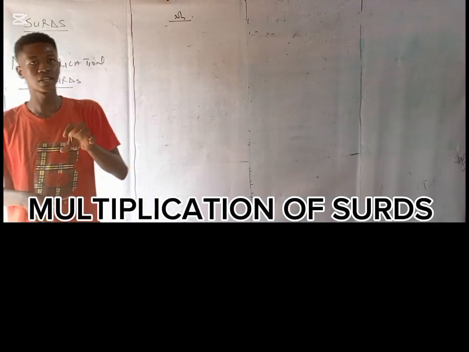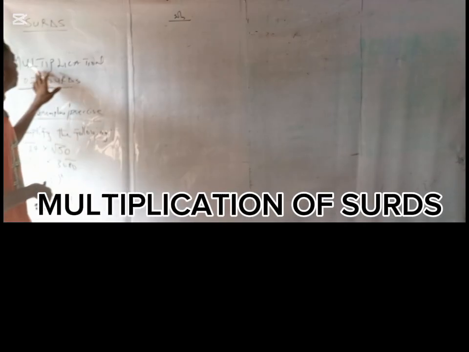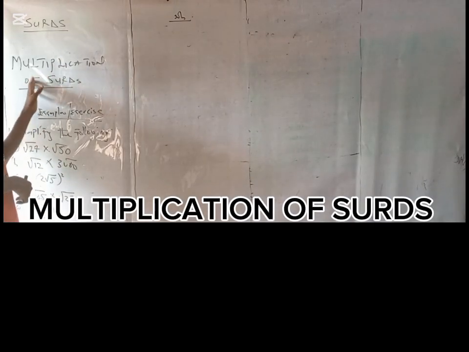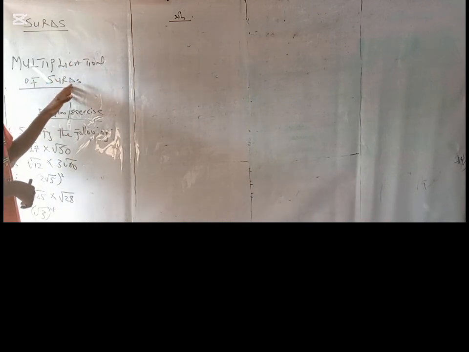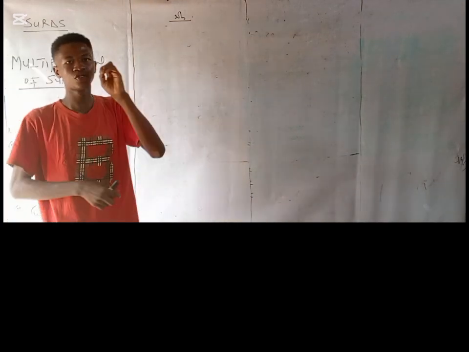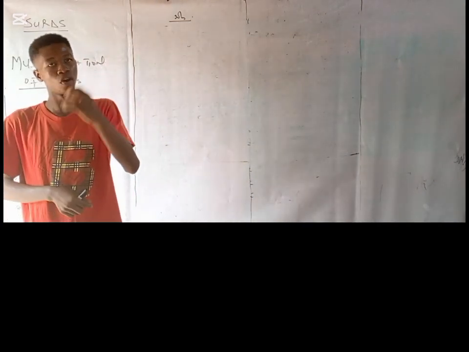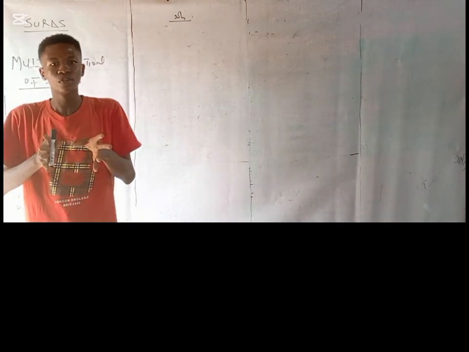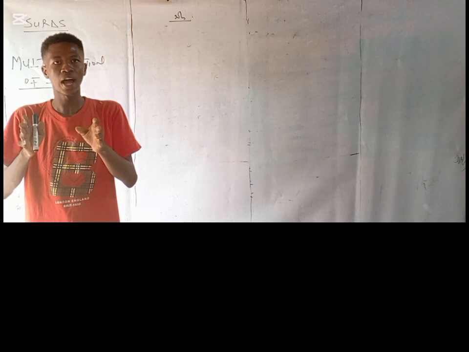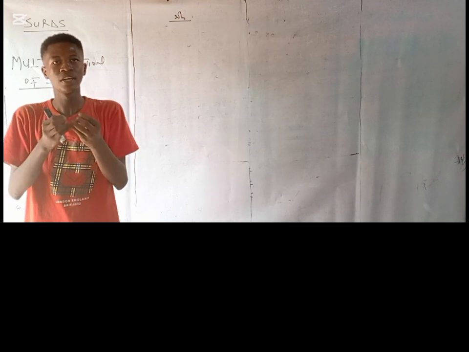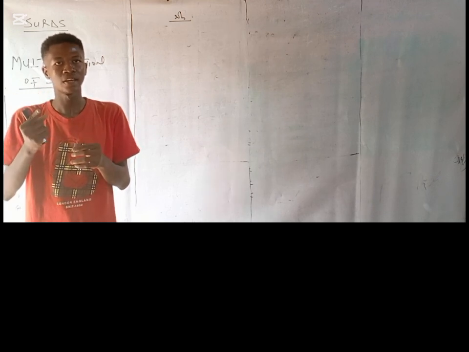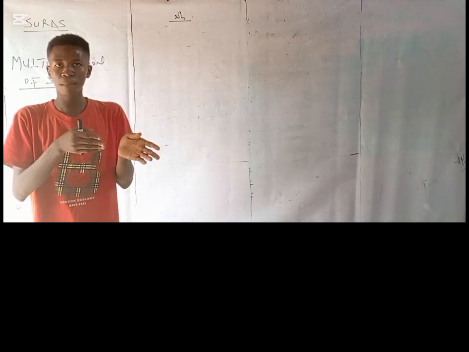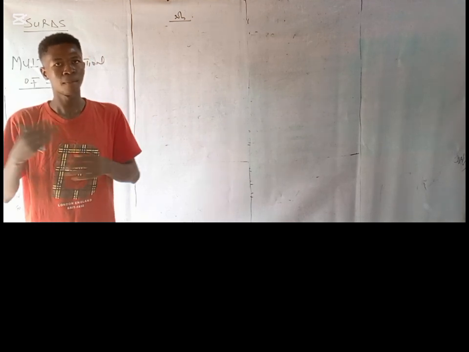In today's class, I'll be treating multiplication of surds. As you can see there, multiplication of surds. In solving problems on multiplication of surds, are we together? If two or more surds are multiplied, they should first simplify if possible. Then you multiply whole number by whole number and surd by surd.